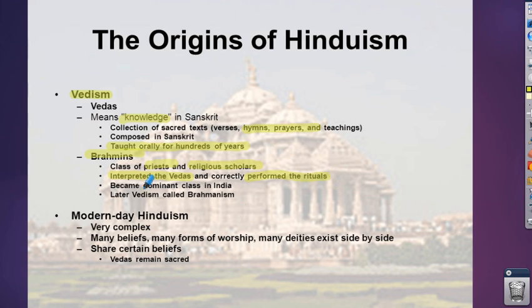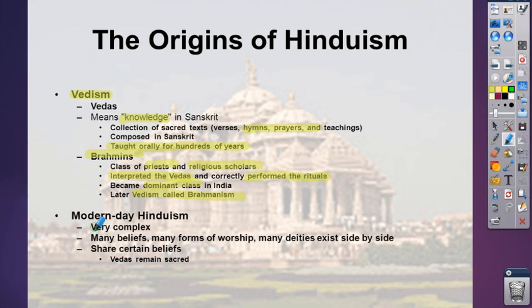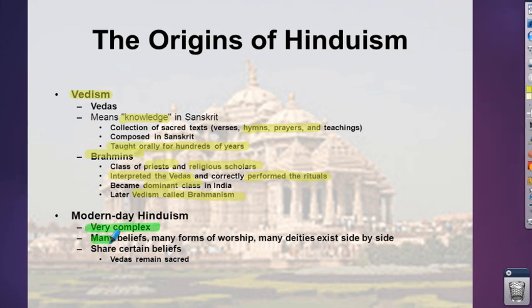They became a dominant class in India. I told you this. They were on top of the caste system in India, which is the social hierarchy. The Vedas, or Vedism, is called Brahmanism. Now, modern day Hinduism is very complex. There's many different beliefs. There's many forms of worship. And there's many deities that exist side by side. When I'm talking about deities, I'm talking about gods and goddesses.